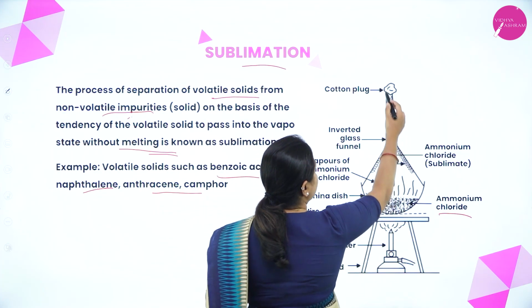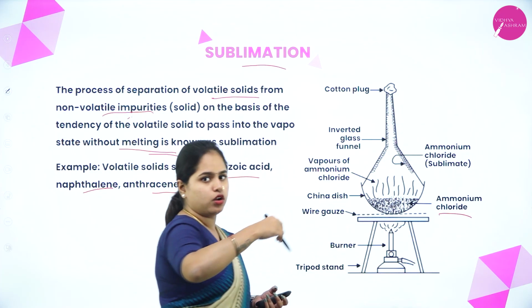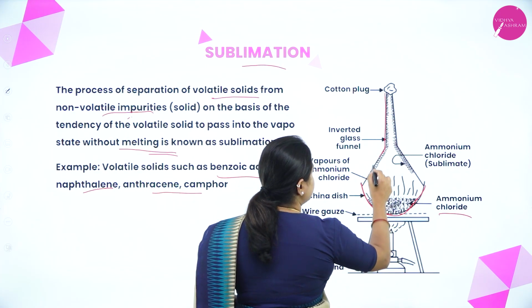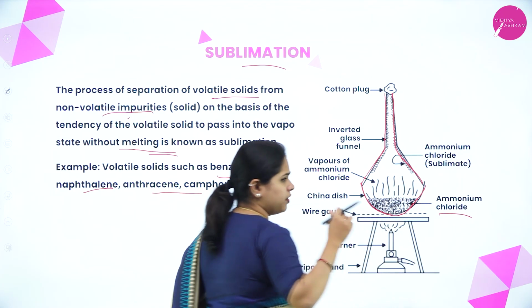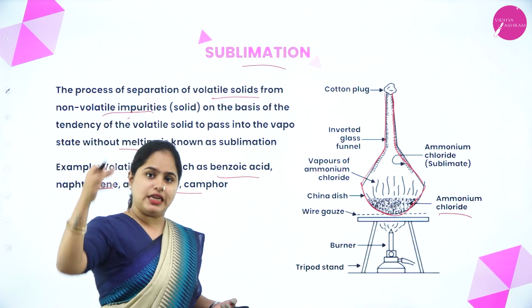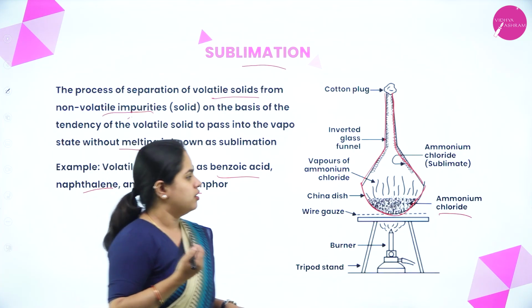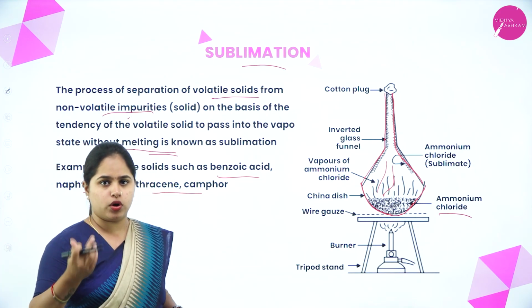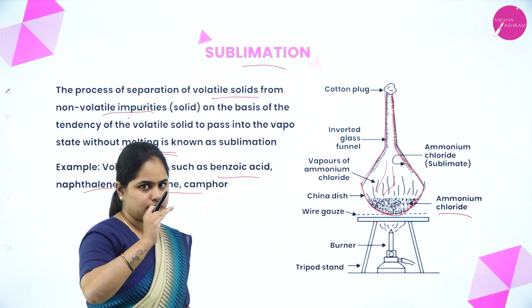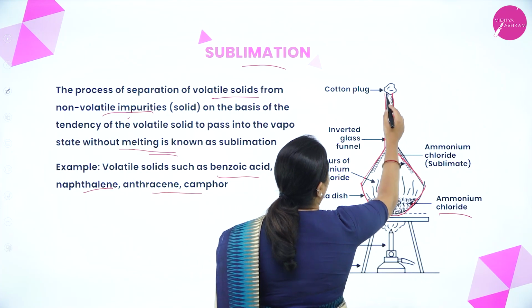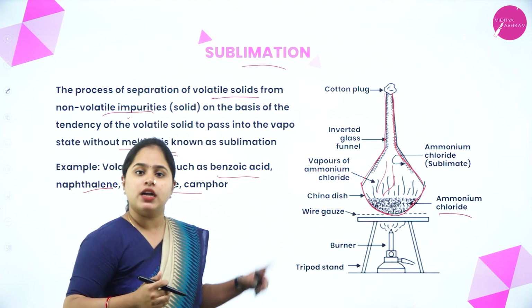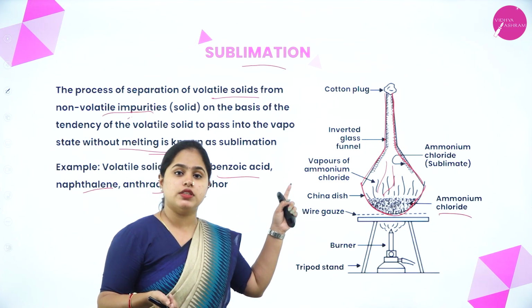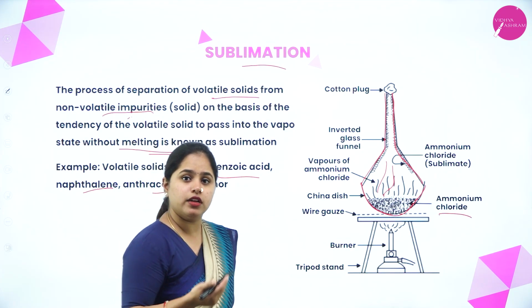As you can see, there is an inverted glass funnel kept on top of the china dish. You're familiar with a glass funnel, right? The gaseous particles, that is ammonium chloride, get sublimed into gas. When it comes in contact with the walls of the glass funnel, it condenses. So when it comes in contact with the walls of the glass funnel, what happens?